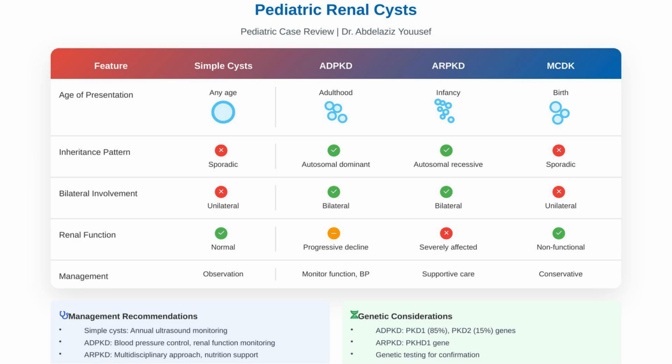Autosomal recessive polycystic kidney disease presents in infancy with bilateral involvement, autosomal recessive inheritance, severely affected renal function, and requires a multidisciplinary supportive approach. Multicystic dysplastic kidney is present at birth, unilateral, sporadic, non-functional, and managed conservatively with serial ultrasounds. Genetic considerations include PKD1 and PKD2 genes for ADPKD, PKHD1 for ARPKD, with genetic testing available for confirmation and family screening.